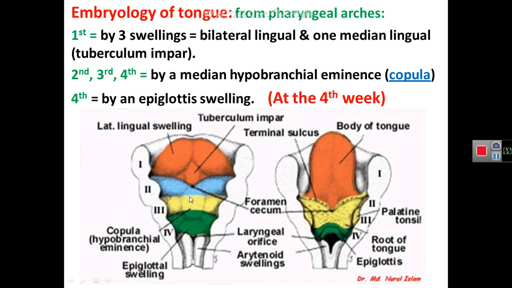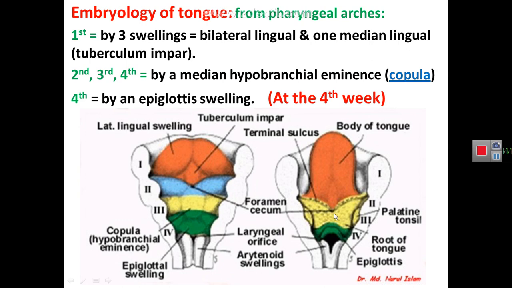While the posterior 1/3 of the tongue is derived from the second, third, and fourth pharyngeal arches. These three arches form a median hypobranchial eminence, also called the copula, that forms the posterior 1/3 of the tongue. But you can see in the figure that the yellow color is the most prominent, forming the posterior 1/3 of the tongue.